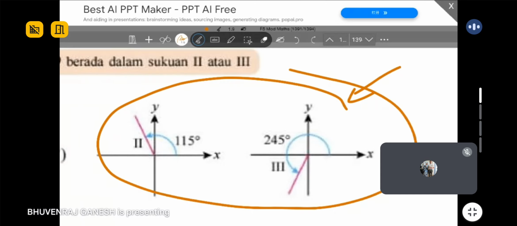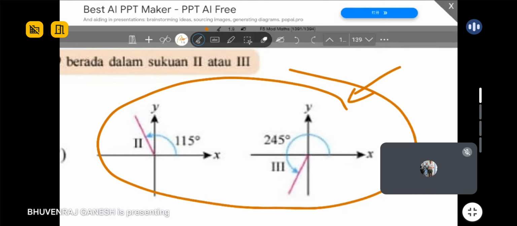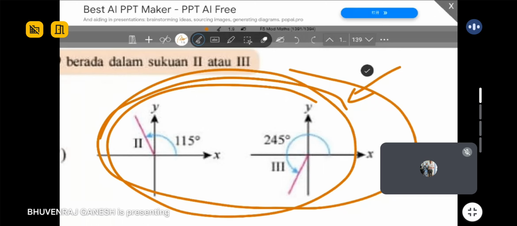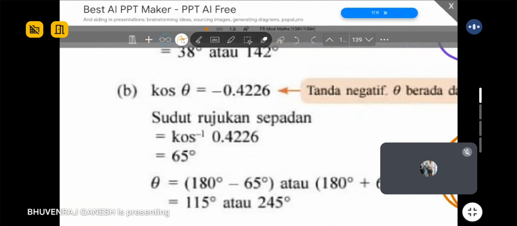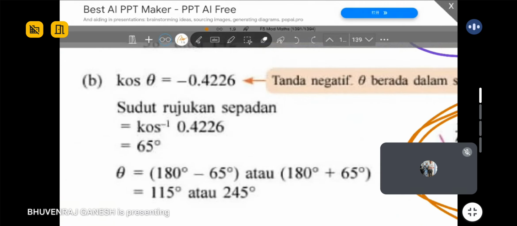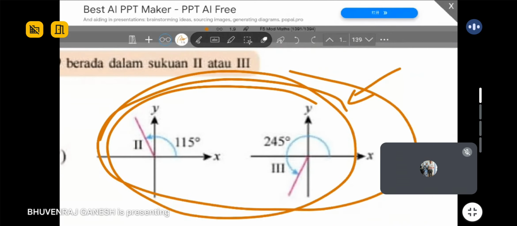Cikgu suruh lukis yang ni because it help you untuk dapatkan nilai theta sahaja. Tapi kalau kamu boleh bayangkan dalam minda apa yang berlaku, if you can imagine whatever is happening on this diagram, kamu boleh terus tulis macam ni sahaja. Cukup. Okay, you just write this one. But if you cannot imagine what is happening in the diagram, tak boleh bayangkan, kamu lukislah, tak hilang apa-apa pun. You never lost anything. Okay?